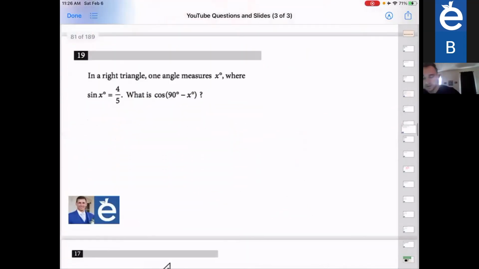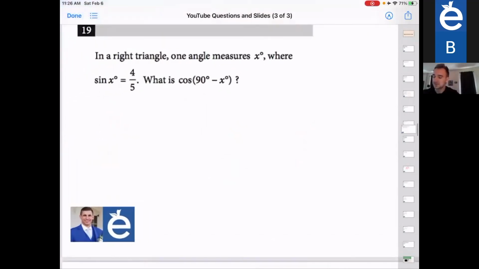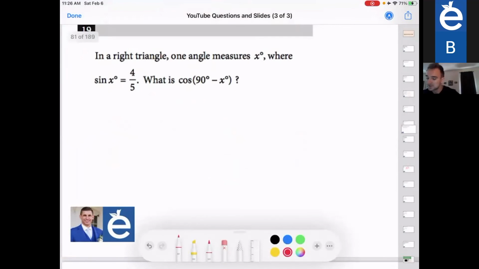Let's keep moving here. In a right triangle, one angle measures x degrees, where sine of x is equal to 4 over 5. What is cosine of 90 minus x? Seems kind of like a difficult, intimidating problem up front, let's just think about what we're given.